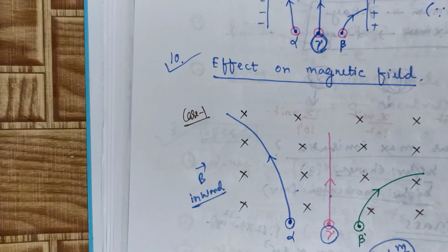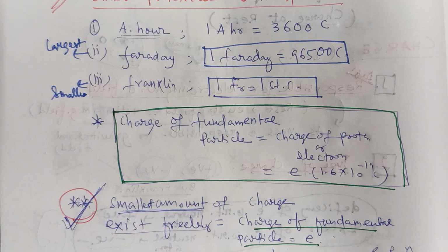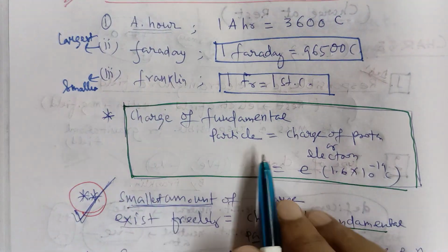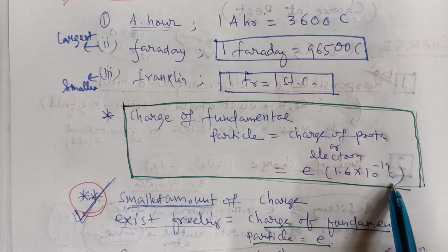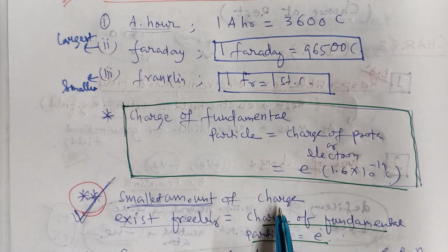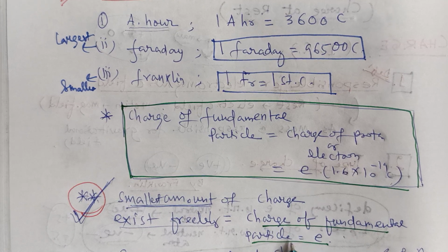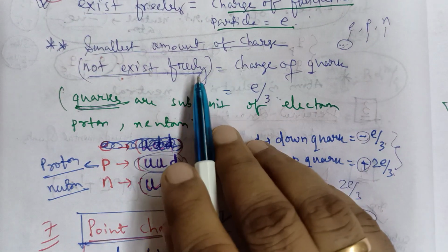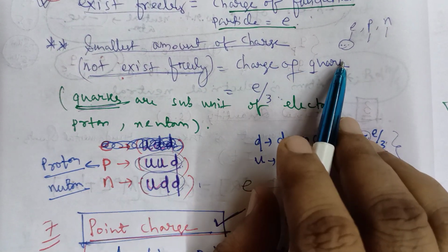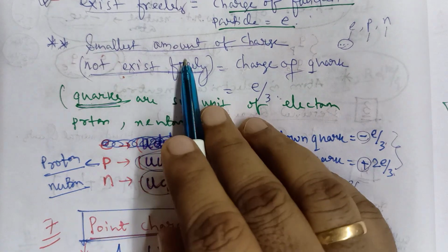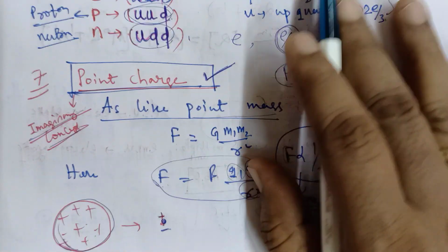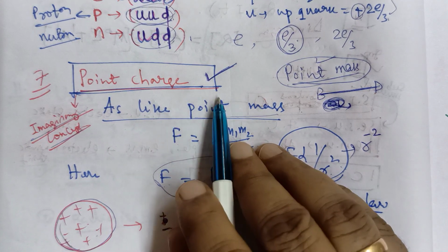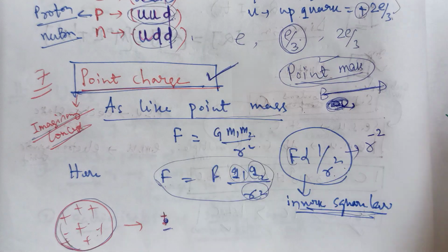In other practical units, the largest unit of charge is Faraday and the smallest unit of charge is Franklin. The charge of the fundamental particle is 1.6 × 10^-19 coulomb. The smallest amount of charge is small e, that is the charge of a proton or electron. Another smaller amount of charge exists, that is the charge of a quark, e/3, but it does not exist freely. The concept of point charge is that the size of the charged body is very much smaller in comparison to a standard large distance.